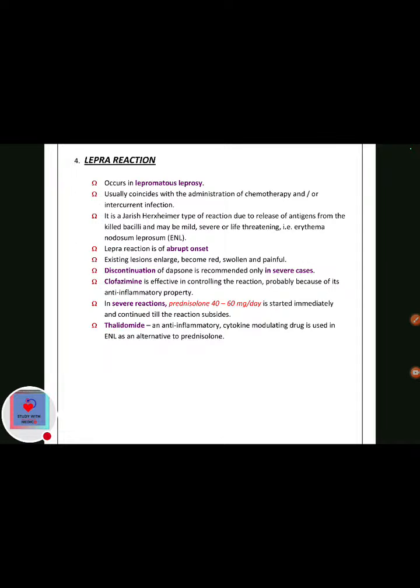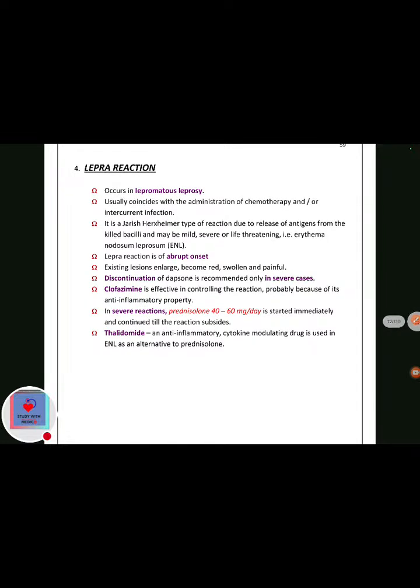Give me all the details about lepra reaction, in which patients these occur, why it occurs, and what is the role of dapsone in lepra reaction.